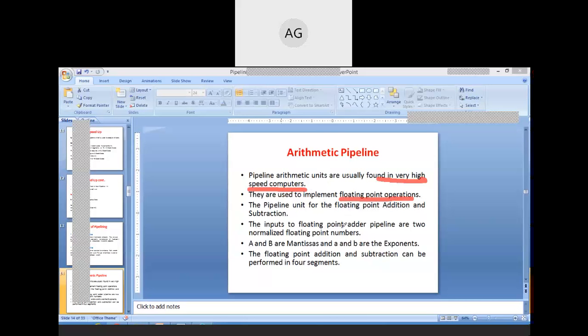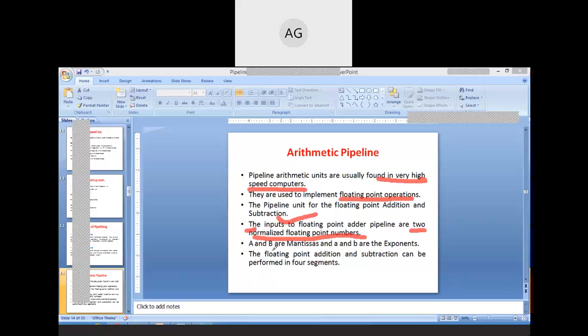The inputs to the floating point adder pipeline are two normalized floating point numbers. Just remember we are inputting two numbers, because addition and subtraction can be performed when two numbers are provided as input to the system. Here a unique word is there: normalized. Normalized floating point numbers are given as the input.